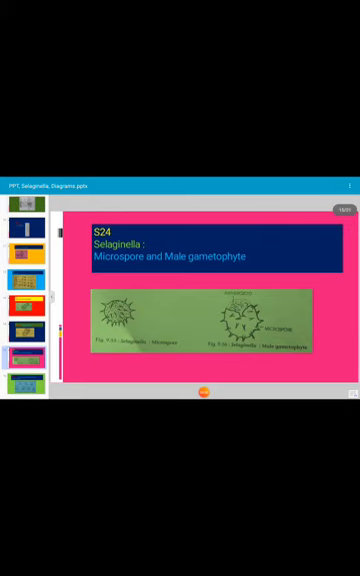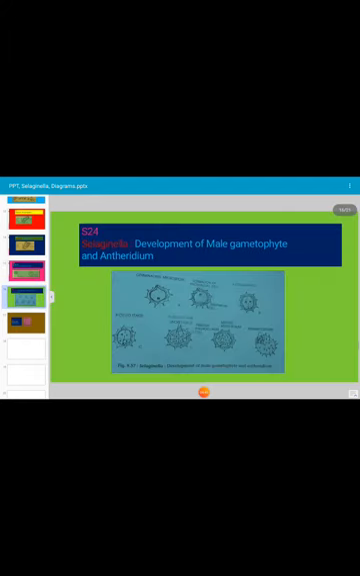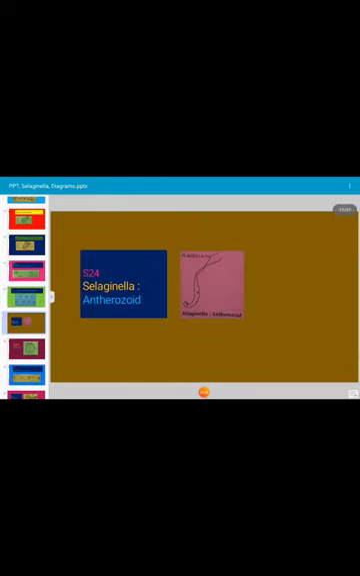Next slide. The figure on the left side is the microspore, and on the right side the germinated microspore is known as the male gametophyte. This is the figure of male gametophyte. These are the stages of development of male gametophyte and antheridium. The antheridium produces the male gamete. This is the Selaginella antherozoid. The Selaginella antherozoid is a coiled structure, unicellular, uninucleate. It has two flagella at the anterior end.